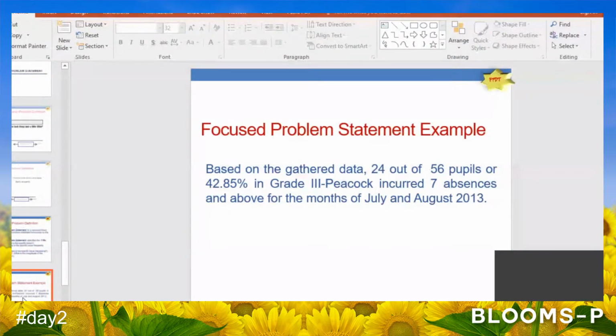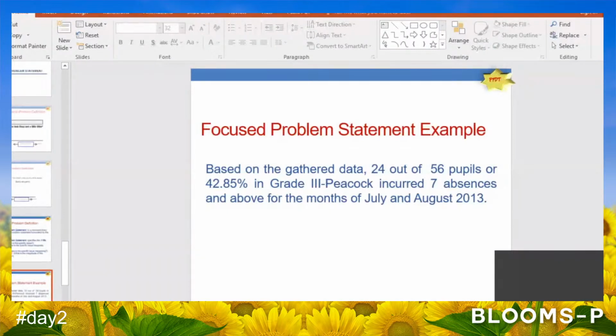And that is 42.85%. In one section only, in Grade 3, incurred 7 absences and above for the months of July and August 2013. That is why they saw it as the problem. So that is how we are going to formulate our focus problem statement.